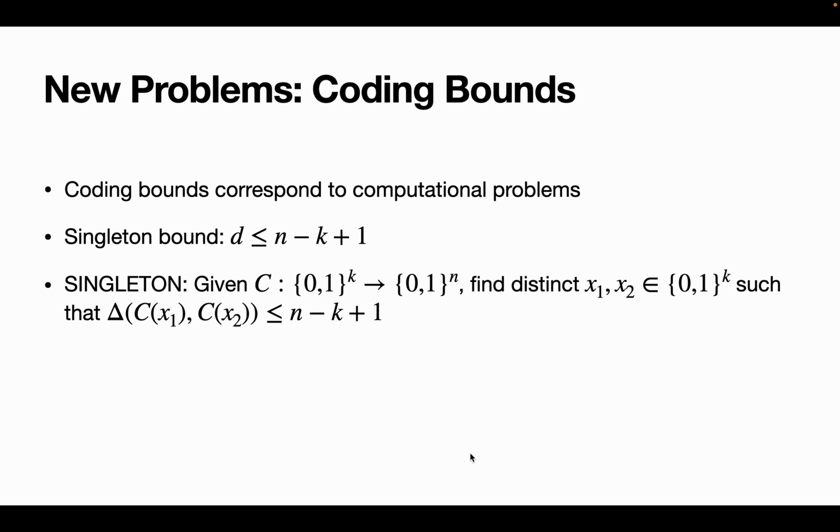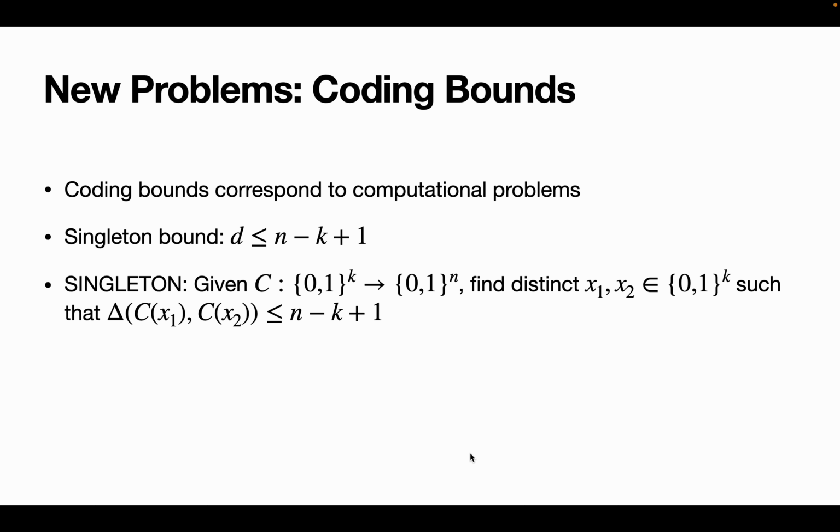k plus 1. We can then define a computational analog of the singleton bound, which we're going to call SINGLETON in all caps, where I give you a circuit which has a k-bit input and an n-bit output, and you give me back x1, x2, which are distinct, such that c of x1 and c of x2 are within n minus k plus 1 Hamming distance of each other.